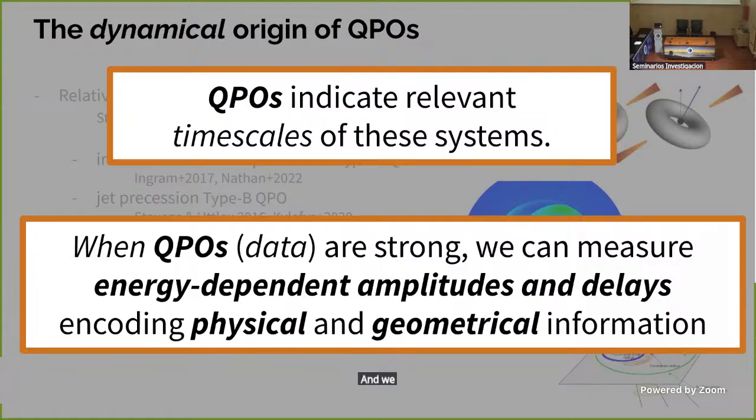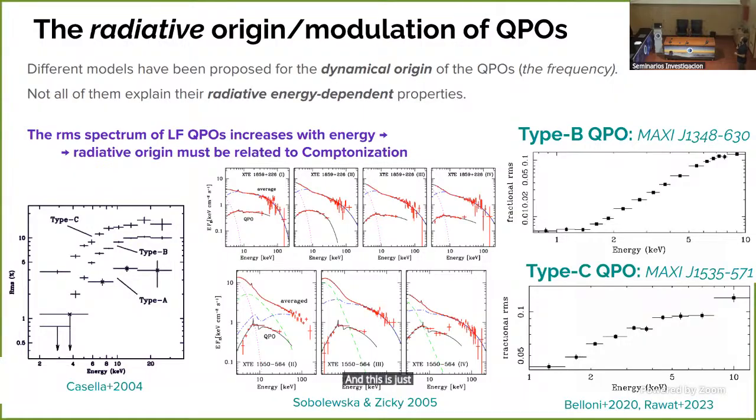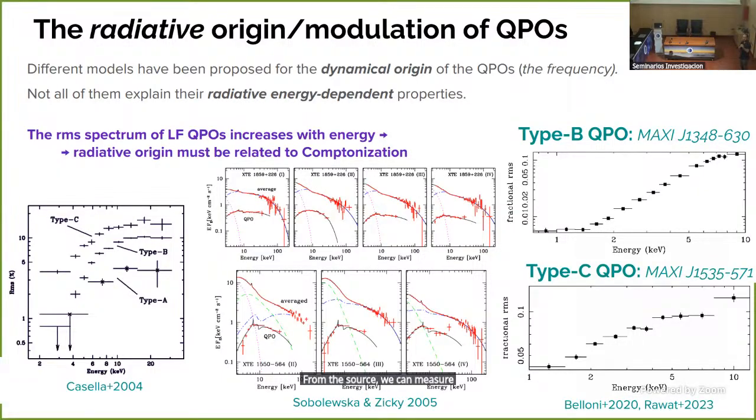And we can then measure energy-dependent amplitudes and delays that are encoded. Basically, they encode physical and geometrical information from the source. And this is just because of the way that X-ray astronomy happens. Because in X-ray astronomy, we detect essentially individual photons. And for each photon that we detect from the source, we can measure the time of arrival with high precision and the energy of the photon with relatively good precision.